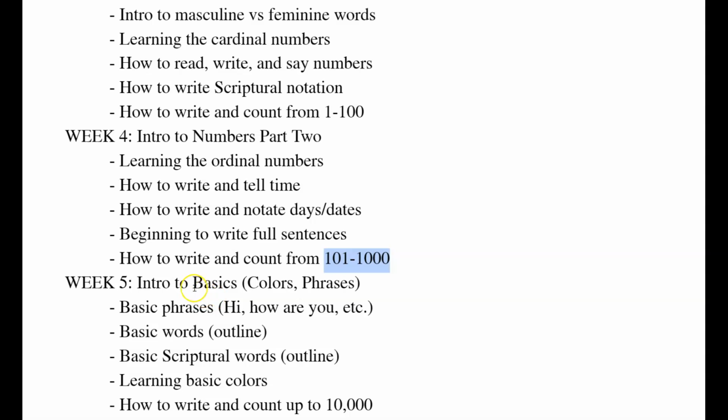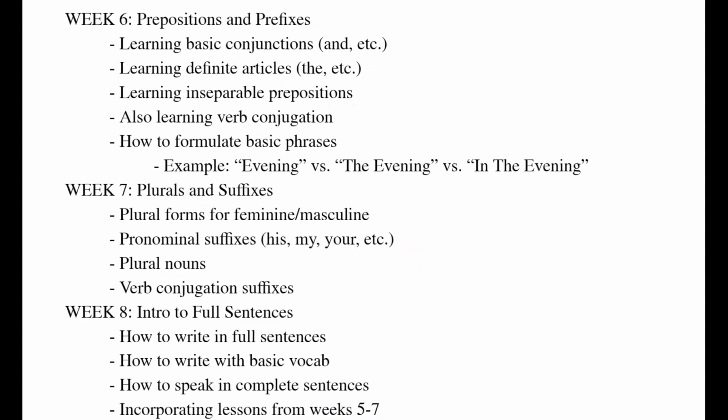When we get into week 5, you'll be learning the basics, such as colors and phrases. So the basics, like basic phrases like hi, how are you, etc. You'll have an outline that will outline basic words, scriptural words, basic colors, and how to write and count up to the number 10,000.